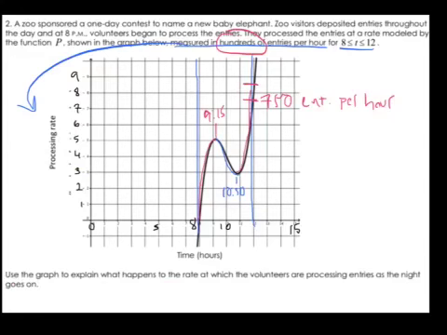I'd want to carefully detail, okay, the rate is increasing, and I want to make sure that I say the rate, not the number of entries processed, but the rate at which they're processing entries is increasing up until 9:15. Then their rate slows and decelerates until 10:50, and then starting at 10:50, their rate increases up until they are finished working at midnight.